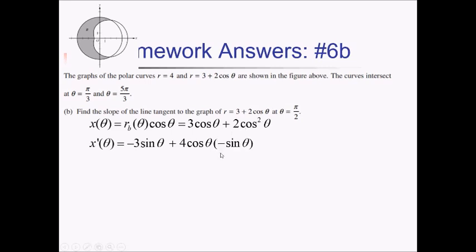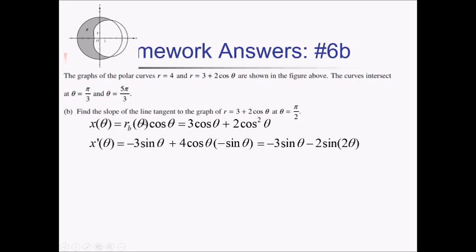This I can clean up a little bit. Eventually I'm going to have to plug in pi over 2, so the fewer places I have to do that, the better. So I've got negative 3 sine of theta, and then this stuff here, well, 2 sine of theta cosine of theta is equivalent to sine of 2 theta. It's that double angle identity. So I can call this negative 2 sine of 2 theta. All right, so let's move on now to expressing y of theta.